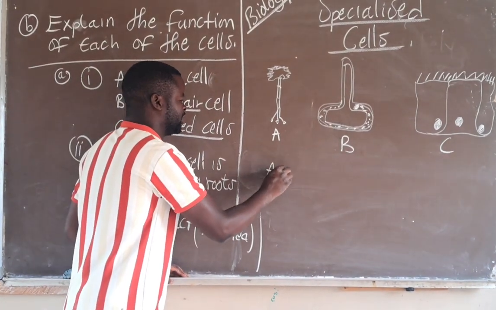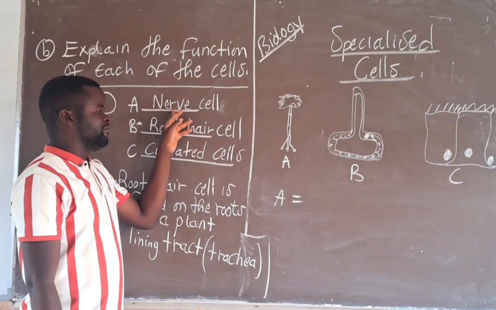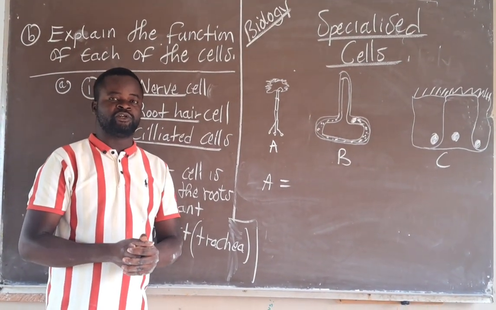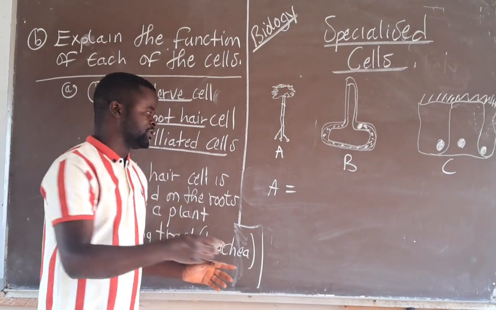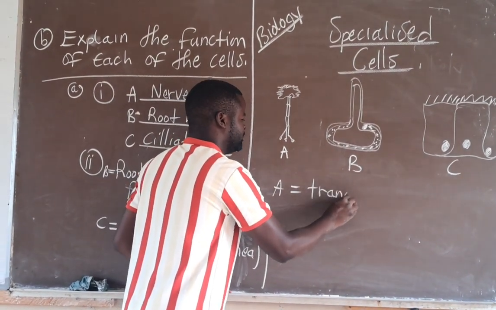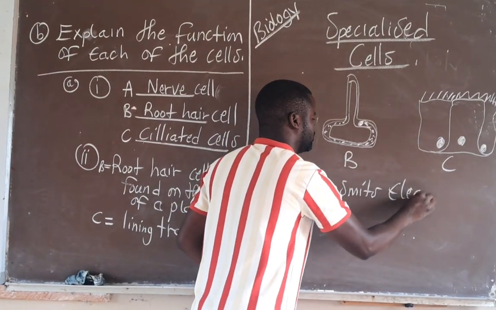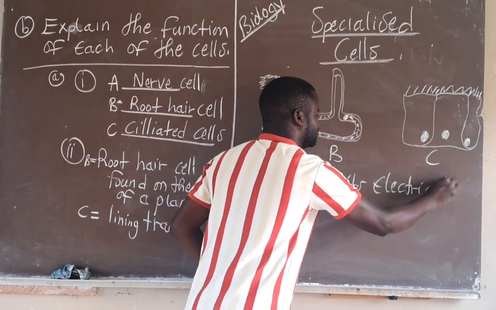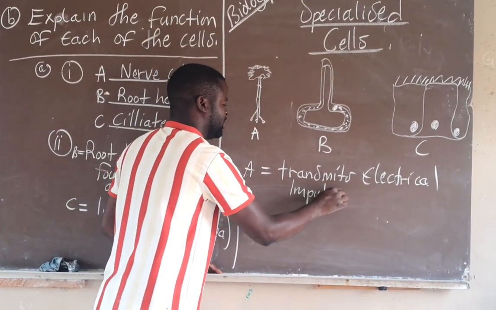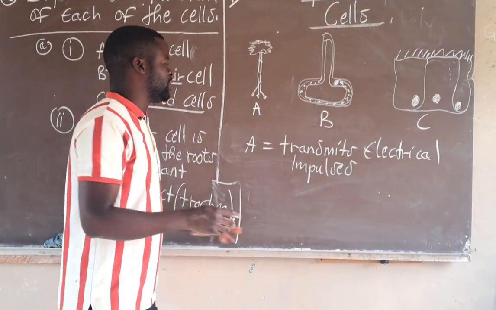What is the function of cell A? Cell A, we said, is a nerve cell or a neuron. Remember, neurons are in charge of transmitting electrical impulses. So the function is: transmits electrical impulses. This is the function of cell A.